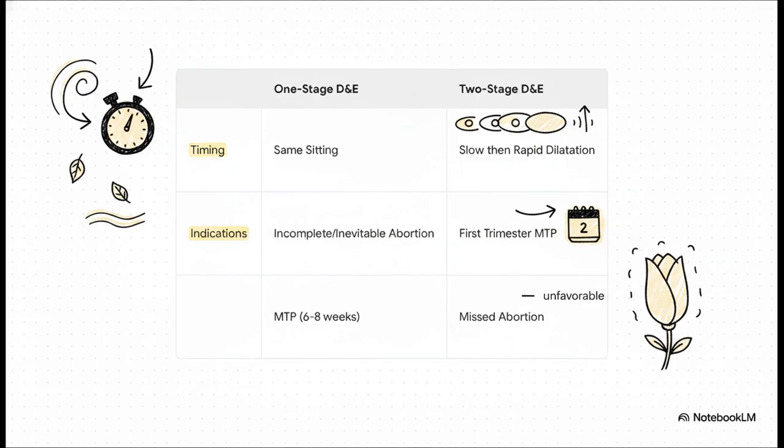A 2-stage D&E, on the other hand, is what you choose for an elective procedure like a first trimester MTP, or a missed abortion where the cervix is unfavorable, meaning it's firm and closed up tight. In that situation, you need a much slower, gentler approach.